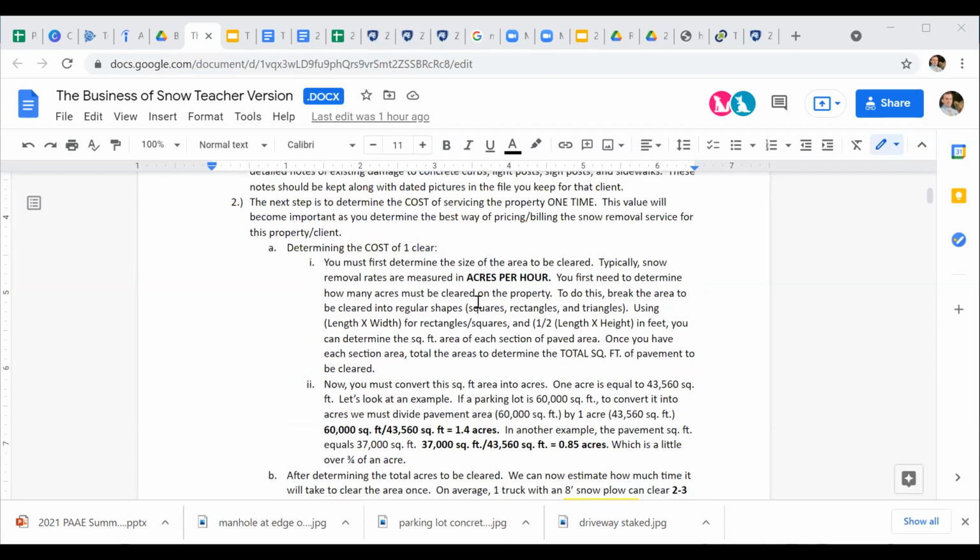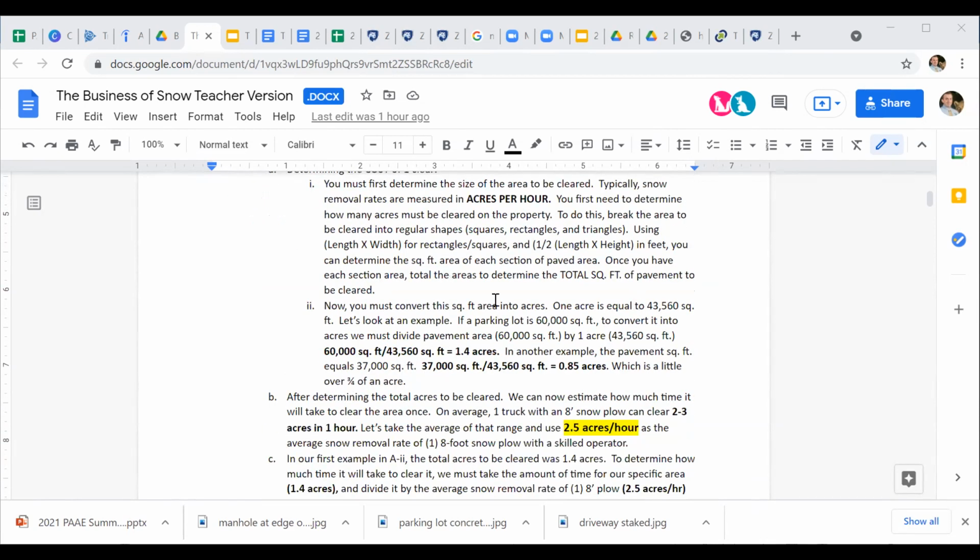So first you got to determine the square footage. I have in there, break the space into regular shapes, squares, rectangles, triangles, use the formula for each: length times width for rectangles and squares, half base times height, or length times height, because you don't really have a height, for triangular areas. Determine square footage, take your square footage, use 43,560 to convert it into acres.